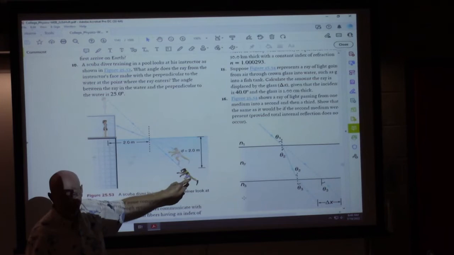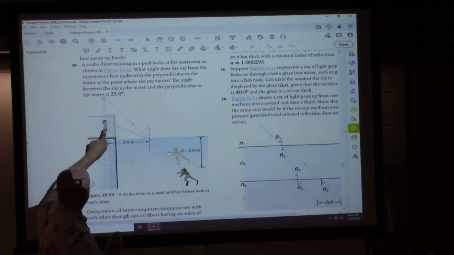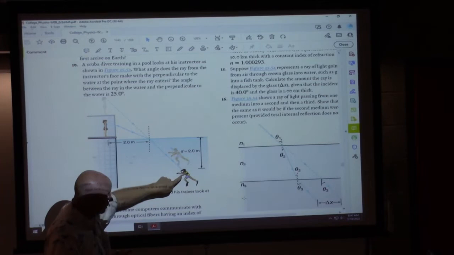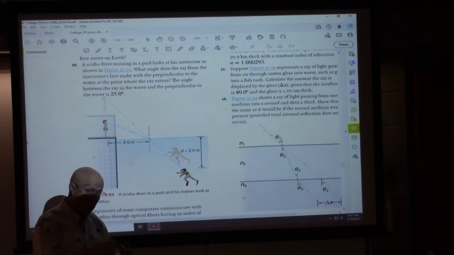And since it is going to change its speed into the water and slow down, if you imagine you're moving along this beam, the right-hand side of the beam would hit first and slow down, so it would turn towards the normal and then go to this person. So this is the path of the light that goes from the person on deck to the person underwater. And so we would call the air index 1 and the water index 2.